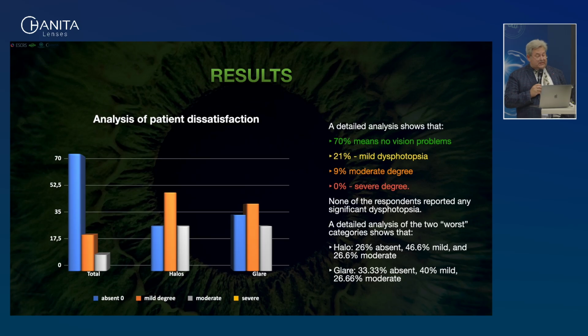Details show that 70% had an absence of vision problems. Only 21% had mild dysphotopsia, and just 9% moderate dysphotopsia. 0% had severe dysphotopsia. None of the respondents reported severe symptoms. For the two worst categories, we found halo: 26% absence, 46% mild, and 26% moderate. Glare, accordingly: 33% absence, 40% mild, and 26% moderate.